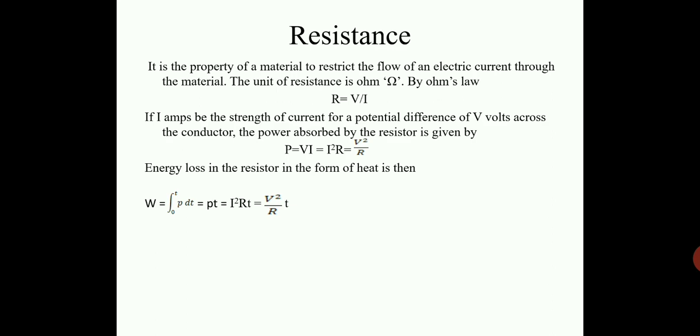absorbed by the resistor is given by P is equal to VI or I square R or V square by R. Energy loss in the resistor in the form of heat is given by W is equal to integration of P dt over the time period 0 to t, that is equal to Pt or I square Rt or V square by R t.